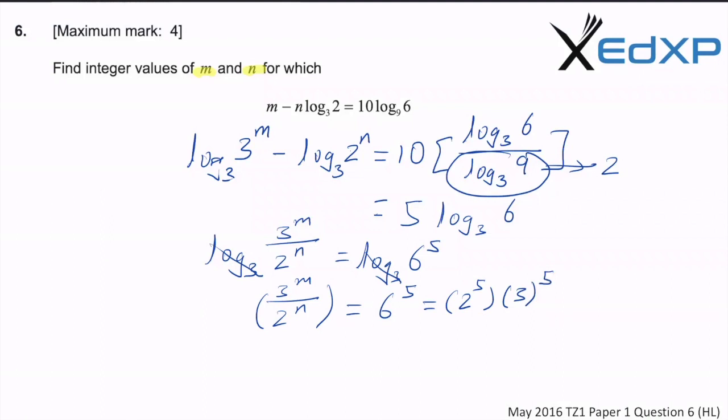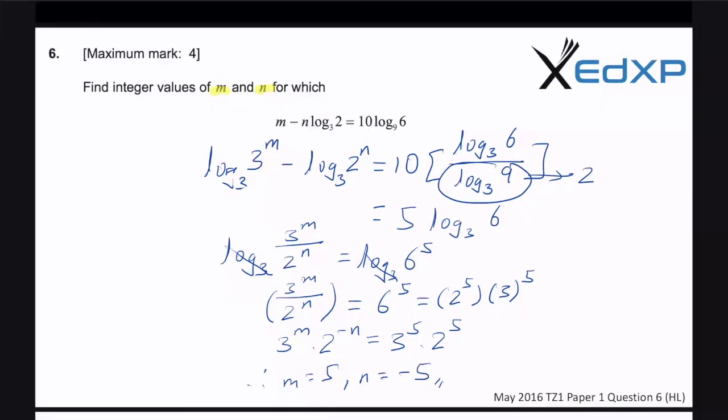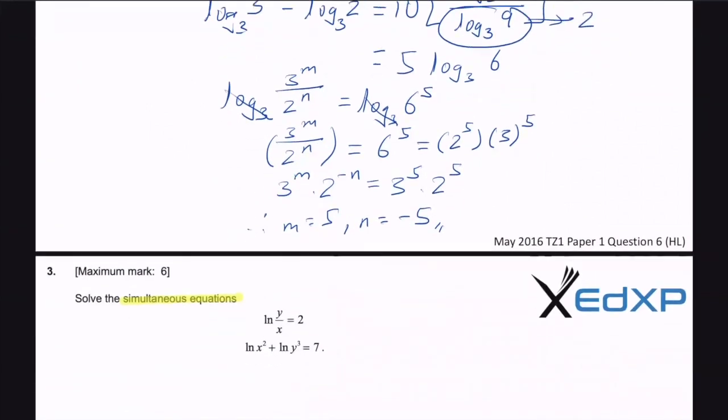Okay? And on the left, I can express them as index notation. So that'll be 3 to the m times 2 to the minus n. So it's getting very clear now. Okay? So 3 to the 5, 2 to the 5. Therefore, m must equal to 5 and n must equal to negative 5. Okay, so this is a paper 1, no calculator needed. Okay, so I hope you got this first example. I'll move on to the next example.